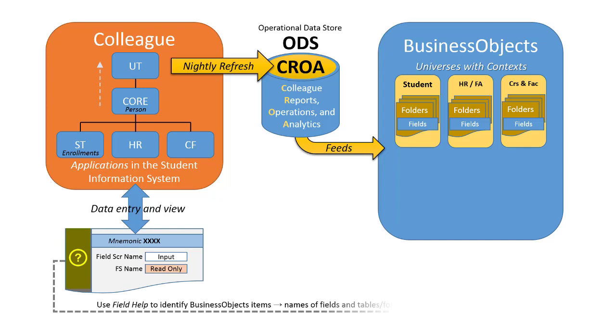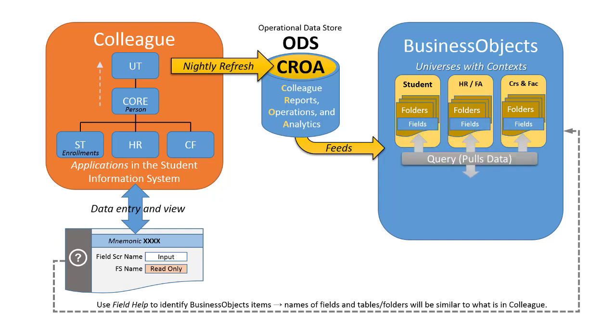Using the Field Help button on the mnemonic will often provide the Colleague table and field data for the information displayed on the screen. That table and field information can be used to identify the matching data field in Business Objects. We'll go over that shortly. A query is a means of pulling specific data out of CROA to use in a report.